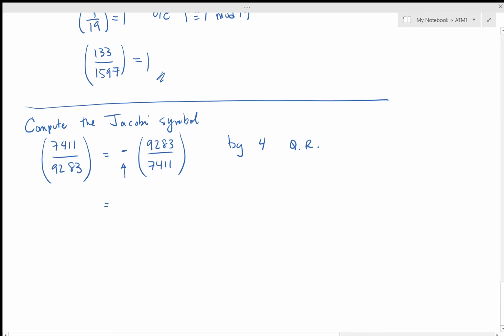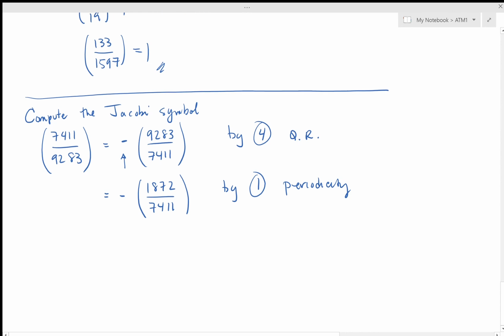All right, so now I'm almost always going to do this. I'm going to reduce mod 7411. I'm always going to use the periodicity property to make the numbers smaller when I can. So that's what I'm doing here. That is by property 1. These are the facts that I gave you about the Jacobi symbol, so this one here is the periodicity.